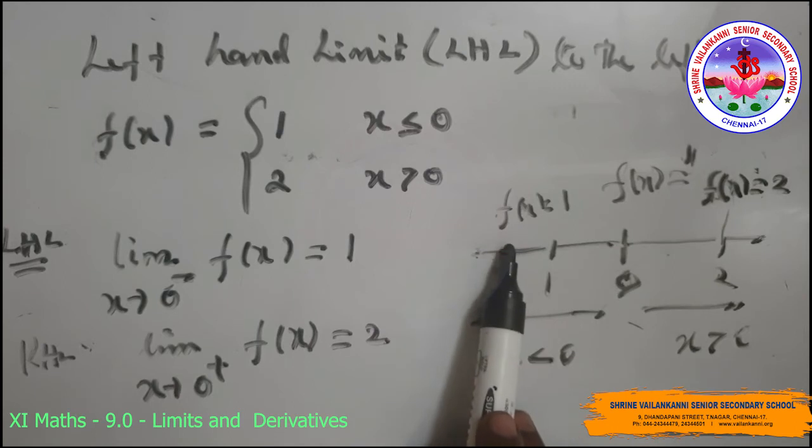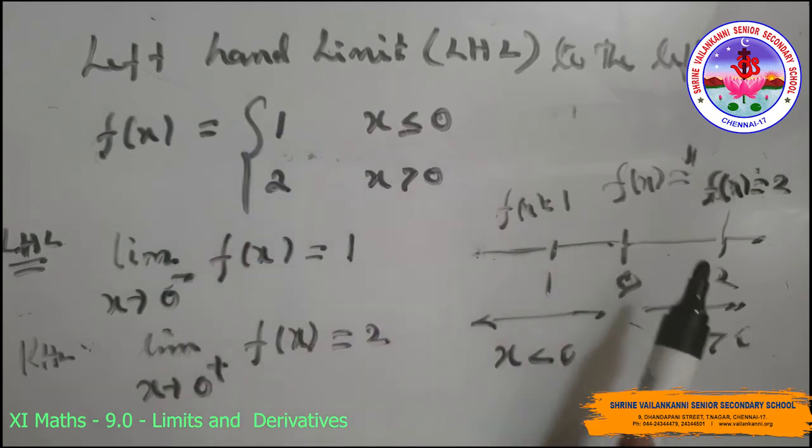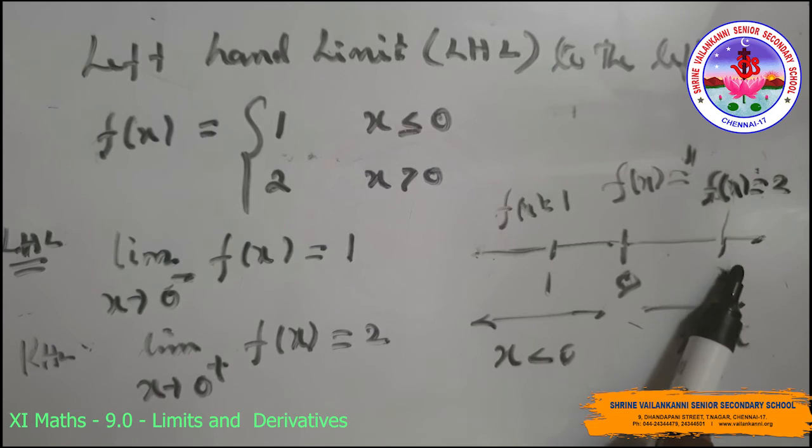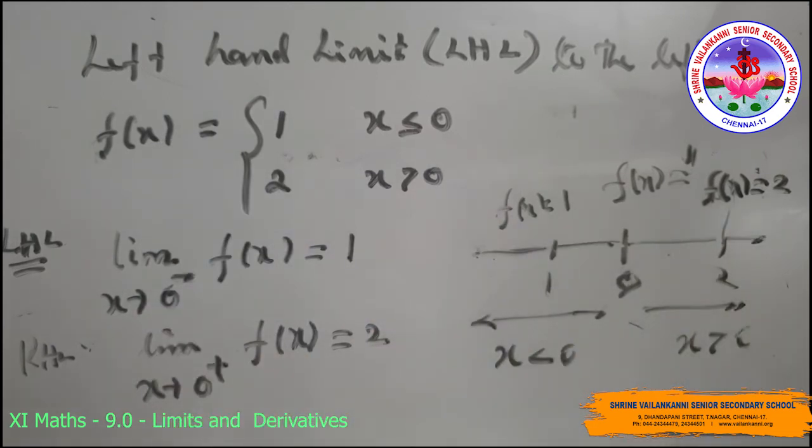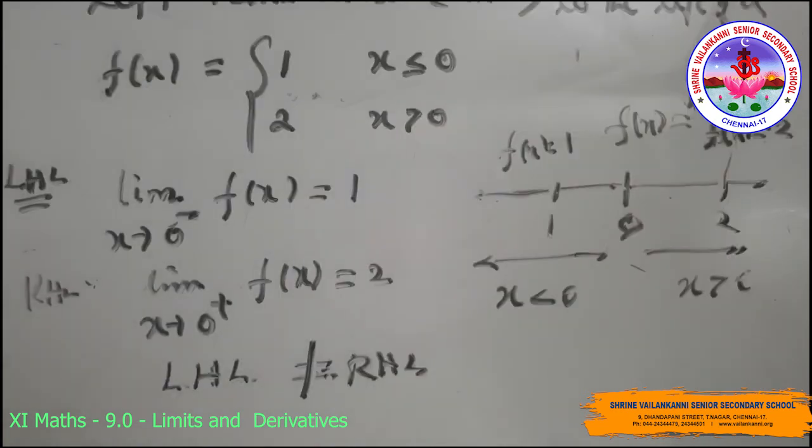So to the left of 0, the function is 1, and to the right of 0, the function f of x equal to 2. Left hand limit is denoted by x tends to 0 minus, and right hand limit is denoted by limit x tends to 0 plus. In this case, the left hand and right hand limits are different. Here left hand limit is 1 and right hand limit is 2, which is not equal.